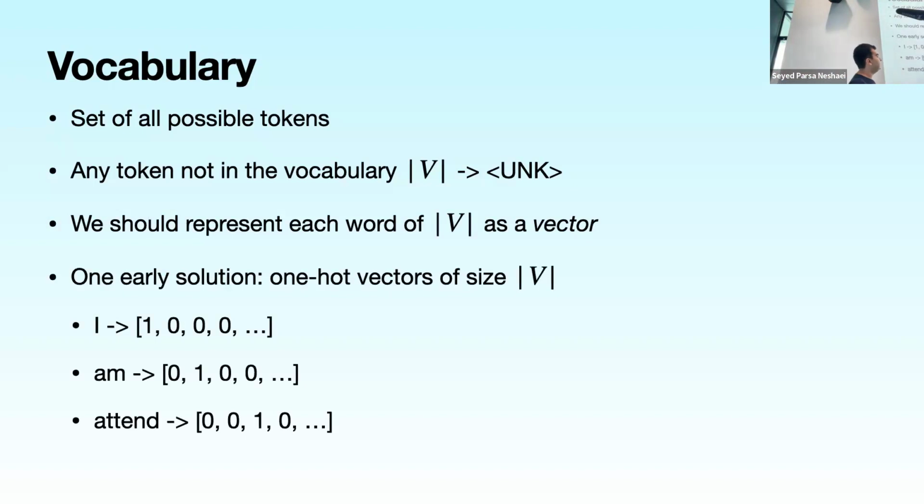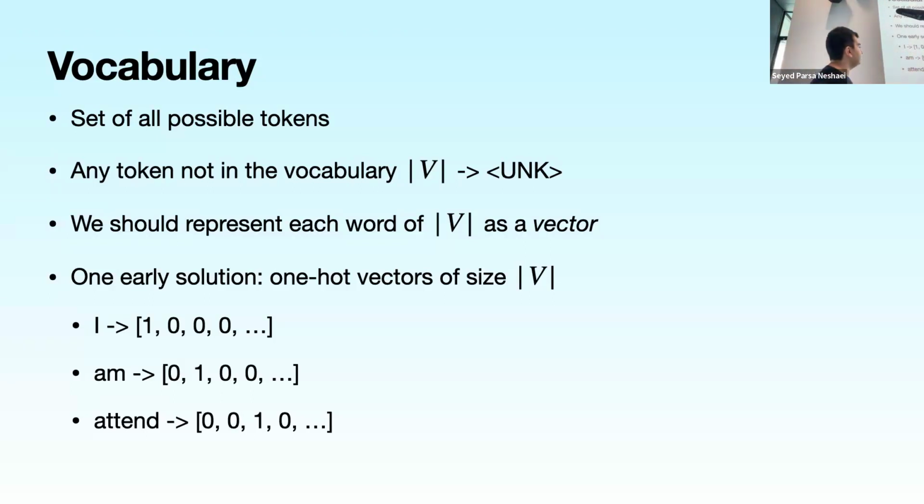One early solution can be one-hot vectors. We usually call it one-hot vectors. What does it mean? A one-hot vector, if you know, is a vector where one entry is 1 and the rest are 0. So we have a vector of the size of the whole vocabulary, and each word we map to a certain position of 1 and the rest should be 0. For example, here, we define that if the first position is 1 and the rest are 0, it means the word I. If the second position is 1 and the rest are 0, it means the word am, and so on. So this is called one-hot encoding.